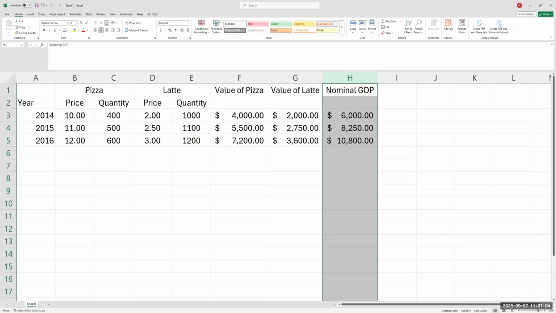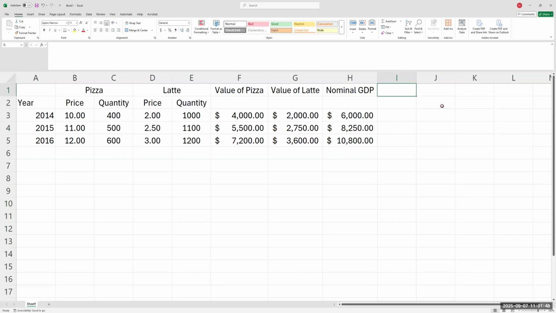But you have to remember part of this increase was due to the prices increasing. We can see pizza production and latte production do increase, but the prices also increase. So the magnitude of the growth of the economy is magnified by the price increase. So what we're going to do is standardize this and calculate real GDP.